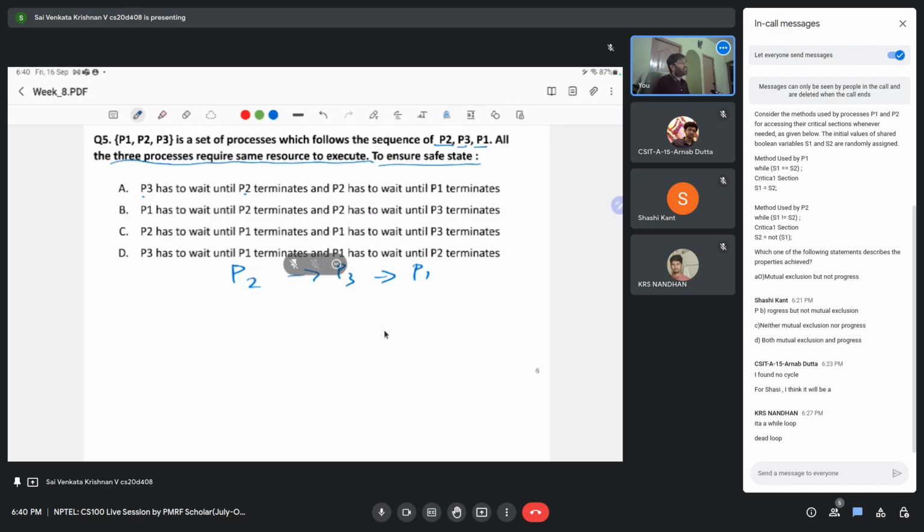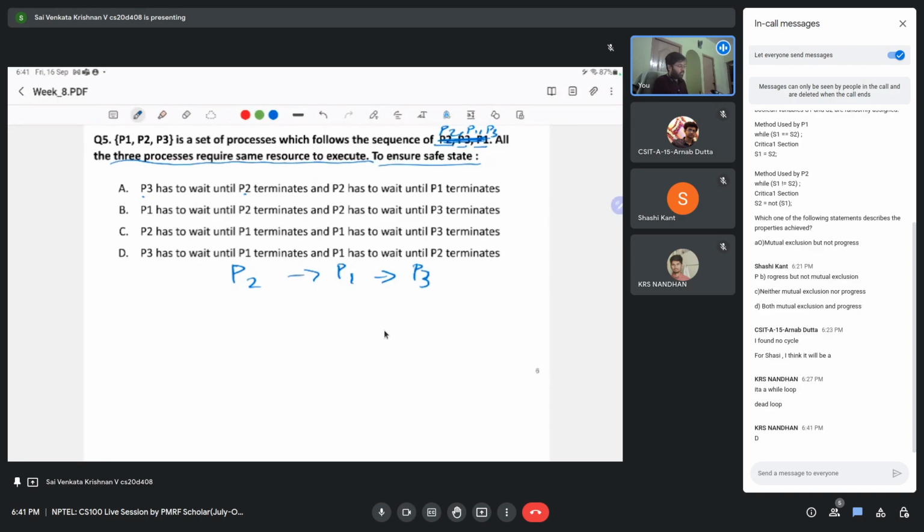P2, P1, P3. Right. Just a second, there is a small mistake in this ordering. It is P2, P1 and P3. Sorry for the typo. P2 arrived first, followed by P1 and then P3. So given this state, can you tell which one is the correct answer?